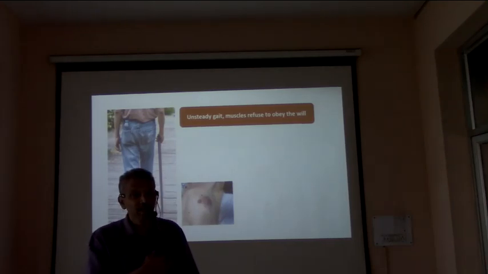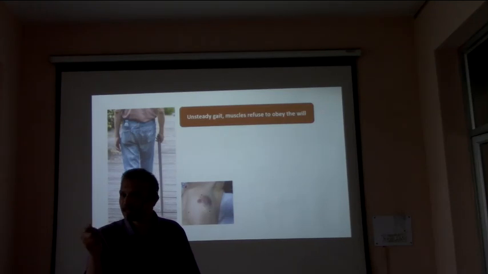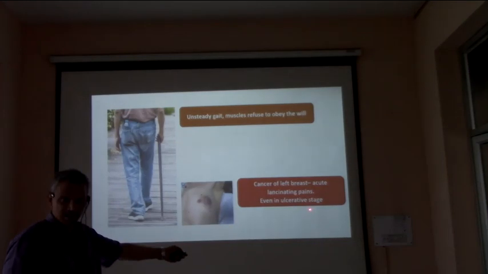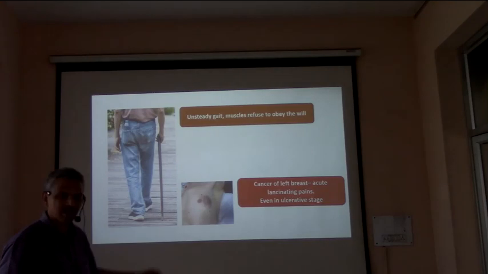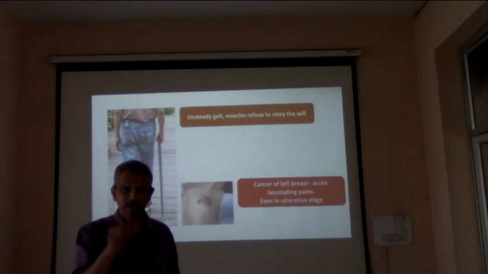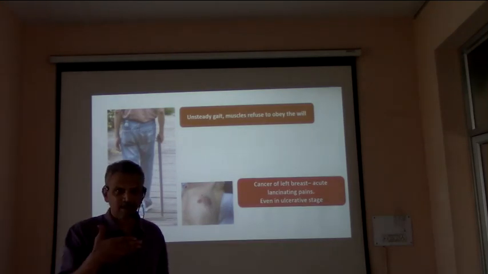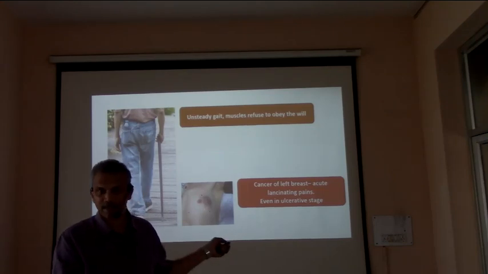They say, in which stage? Any idea? Ulcerative stage. Even when there are ulcers, at that stage Asterias gets indicated. So cancer of the left breast, which we all know, there are pains, acute lancinating pains. The pains are very sharp, as if a knife has been cut. And the stage that you will have to remember is the ulcerative stage.